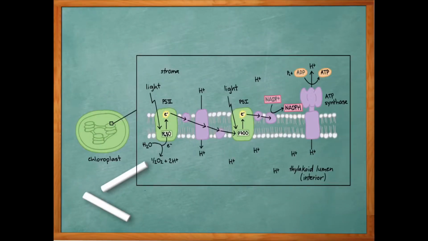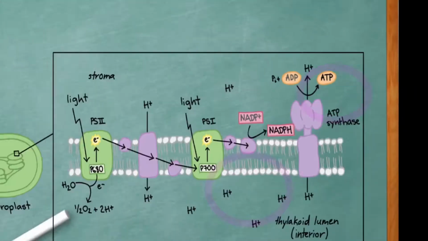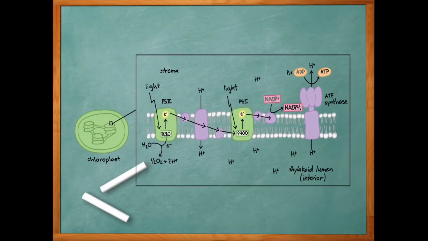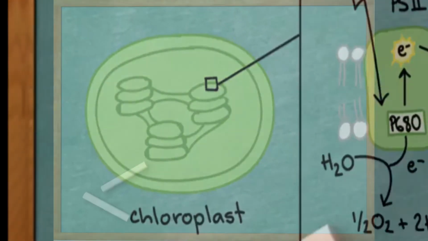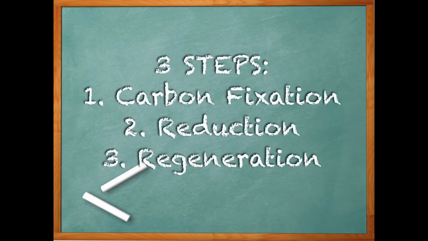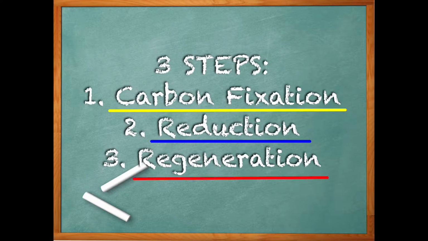The light-dependent reaction uses light energy to make two molecules needed for the next stage of photosynthesis, ATP and NADPH. In plants, the light reaction takes place in the thylakoid membranes of organelles called chloroplasts. The light-independent reaction has to go through 3 steps to be able to produce glucose: carbon fixation, reduction, and regeneration.